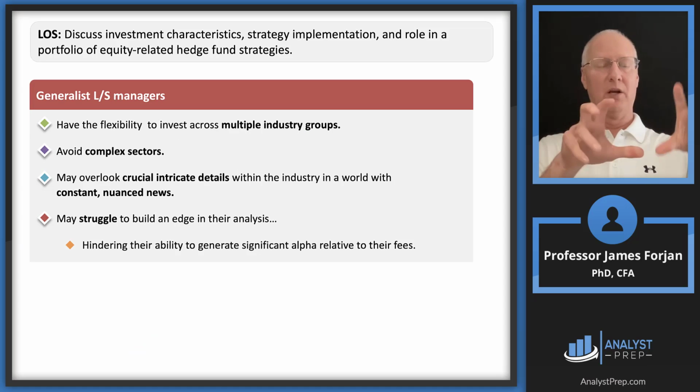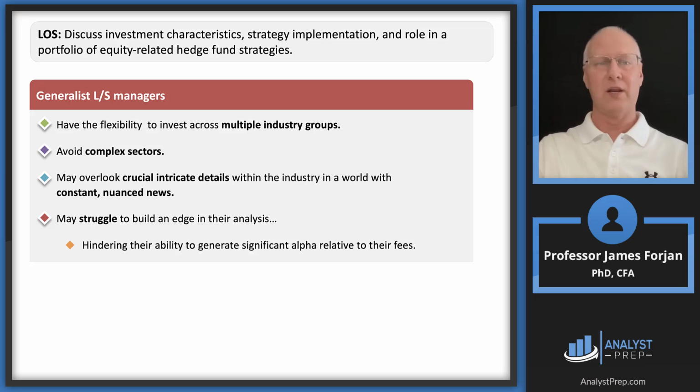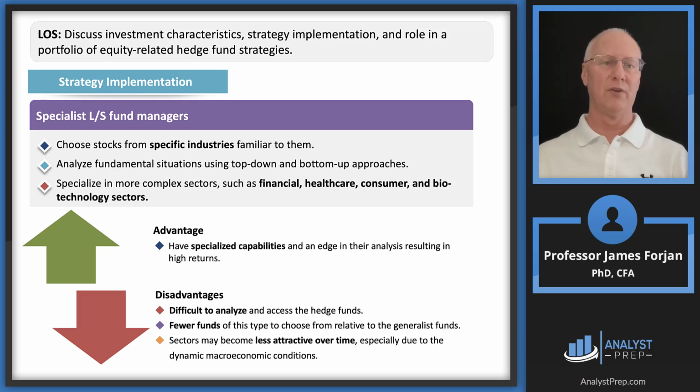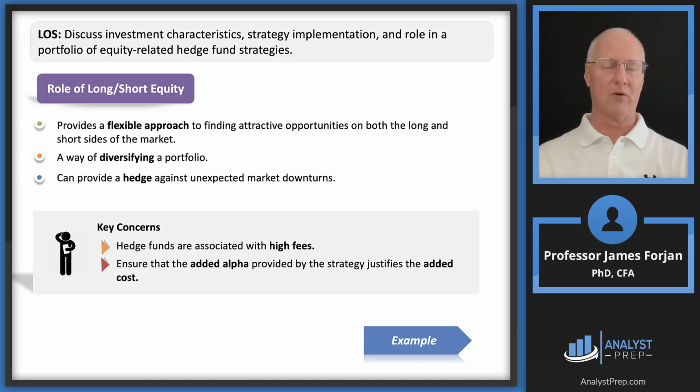Now, the generalist then goes something like this. Let's go ahead and not worry about concentration. Let's go ahead and pick multiple industry groups. Avoid complex sectors, crucial, intricate details, right? May struggle to build an edge. So just think about it, the specialist is probably much better trained inside of each of these areas. The generalist kind of has a macro exposure and a macro background to, not just the economy, but to whatever those individual securities are that look inside of that portfolio.